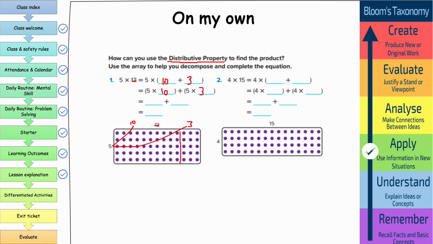As I said here, 5 times 10 is 50. And then 5 times 3 is 15. Now 50 plus 15 is 65. This is very simple, how we can use the distributive property to find a product.